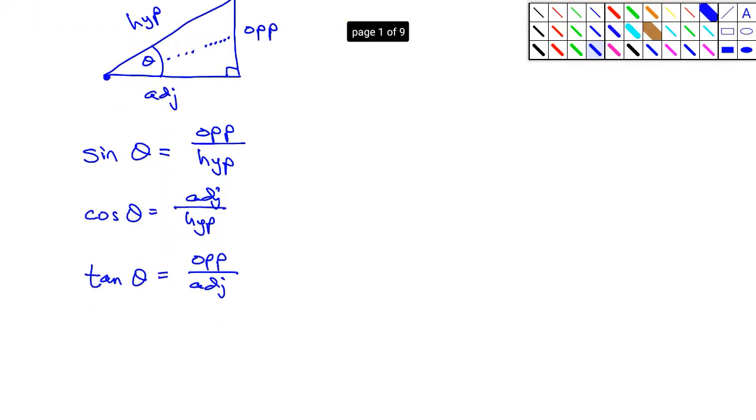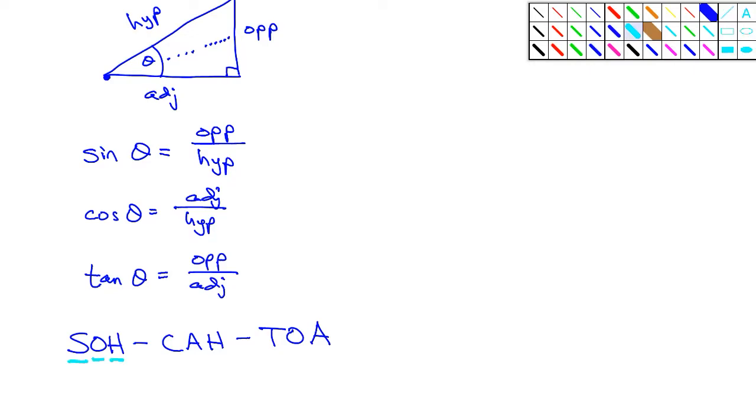And there's a mnemonic that you can use to remember this, and it is SOH CAH TOA. SOHCAHTOA stands for sine opposite hypotenuse, cosine adjacent hypotenuse, tangent opposite adjacent.